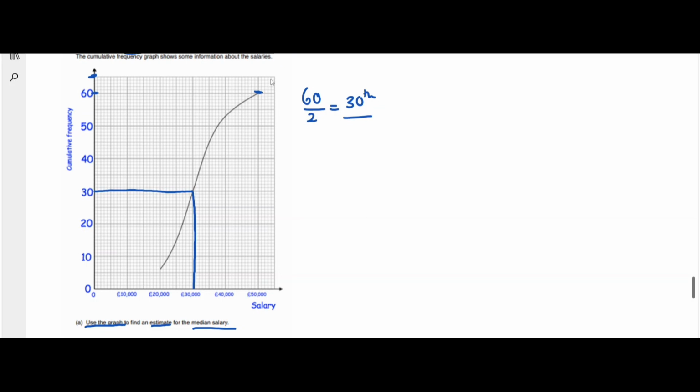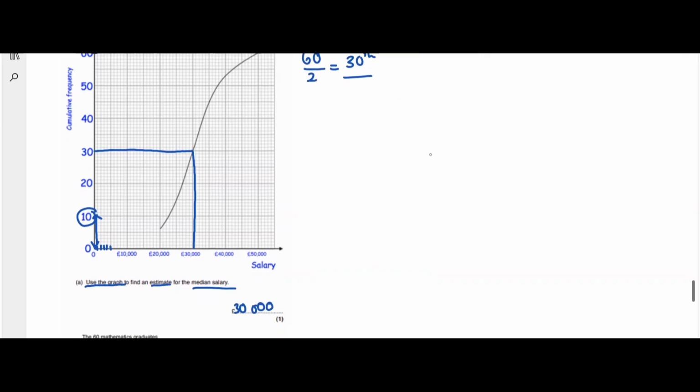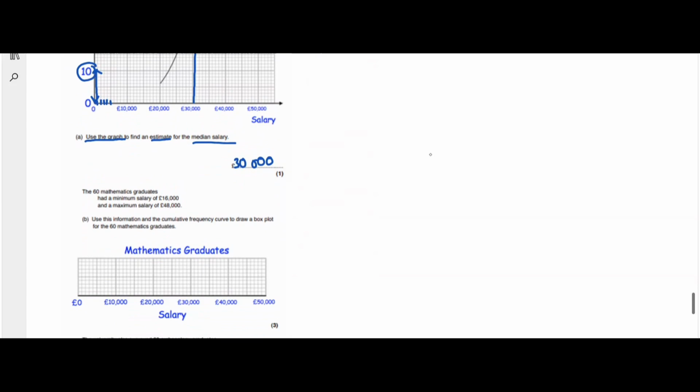This one was nice and easy, but things to watch out for are scale. Sometimes you need to look at what the scale's going up in before you can work it out. This one's quite easy because it's going up in thousands, and on the y-axis it's going up in ones, but sometimes it won't be. So you always divide the amount by the number of squares, and that tells you how much each square is worth. Always check the scale, because that always catches people out. People don't check the scale.